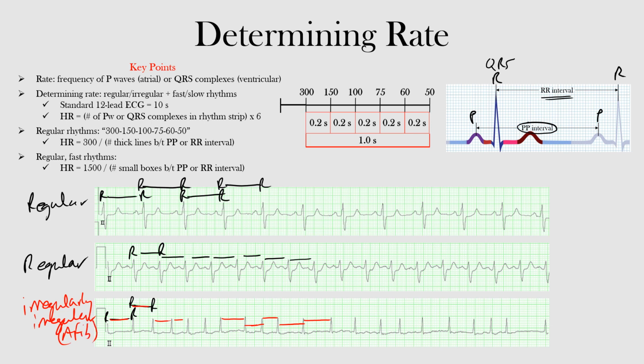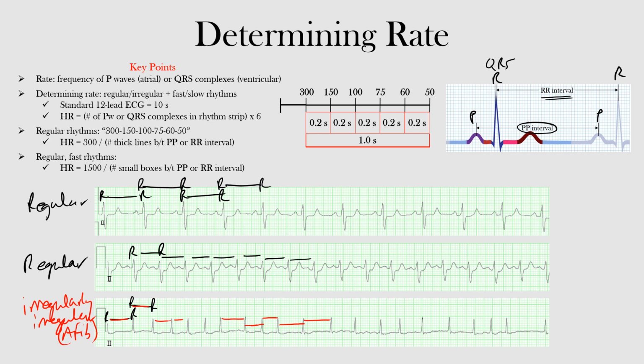Now that we know the regularity of these rhythms, let's see how we can find the rate. The first method we'll discuss can generally be used for both irregular and regular rhythms, regardless of whether they are fast or slow. First, you should know that the standard 12-lead EKG represents 10 seconds in duration. Next, all you need to do is count the number of complexes. We'll use the QRS ones, the most visible ones, and you count them going across the rhythm strip, and then you multiply that number by 6 to get an estimate of rate in beats per minute.